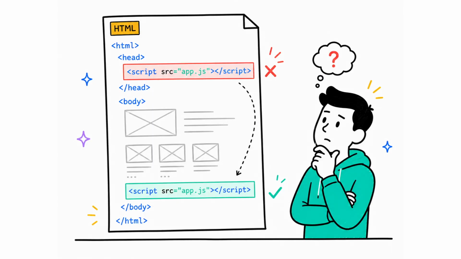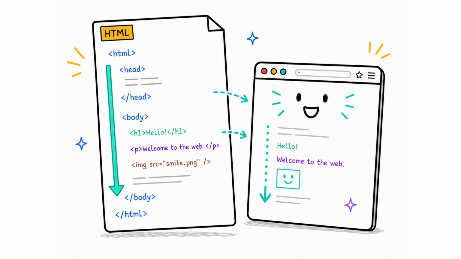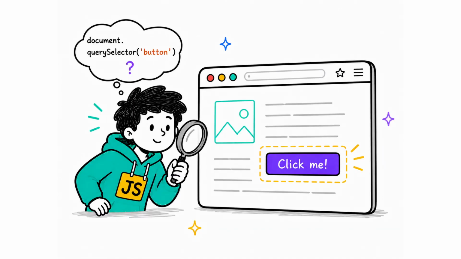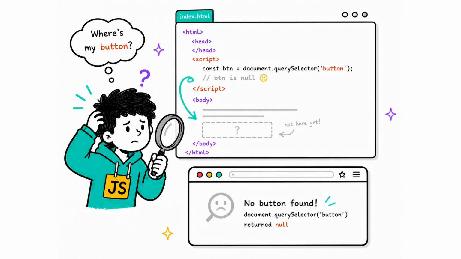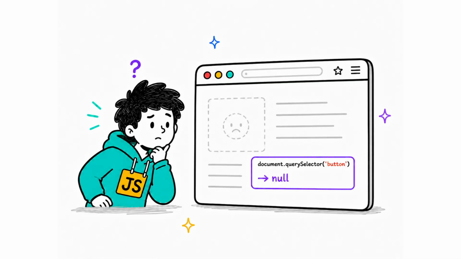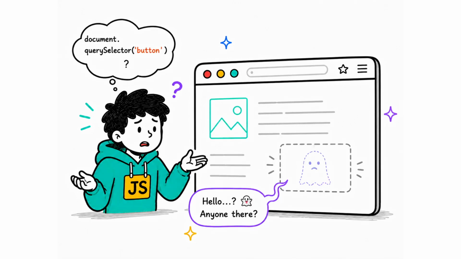But the position of the script matters. Remember, the browser reads HTML from top to bottom. Imagine that your JavaScript tries to find a button, but the button appears later in the HTML. If the script runs too early, the browser may not have created that button yet. JavaScript searches for it, it finds nothing. And now your code is trying to have a conversation with a button that does not exist.